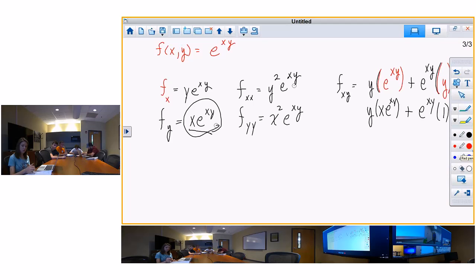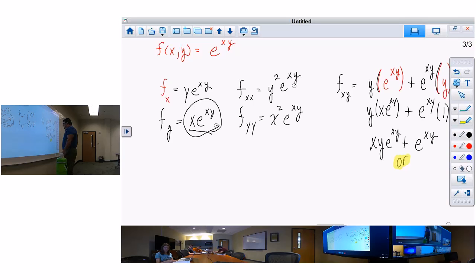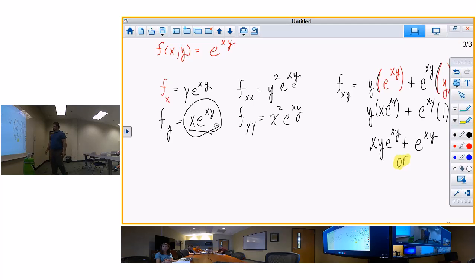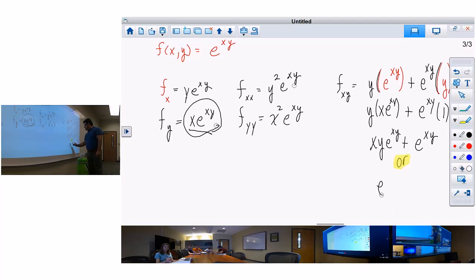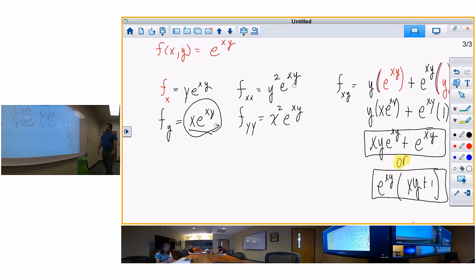And now what can you factor out? Well, you don't have to factor out. I'm just going to write xy e to the xy plus e to the xy, and then I'm going to put or, and you need to highlight or because that's a big or. A lot of people, once you do the second derivative or the mixed derivative, the teacher don't really care whether you simplify it or not. So that's going to be e to the xy, and that's going to be what? Xy plus 1. And if you do f of yx, you'll come out with the same thing.